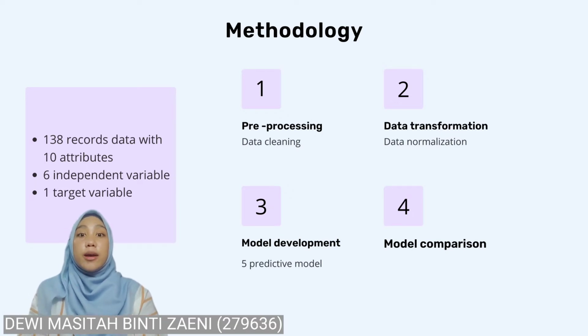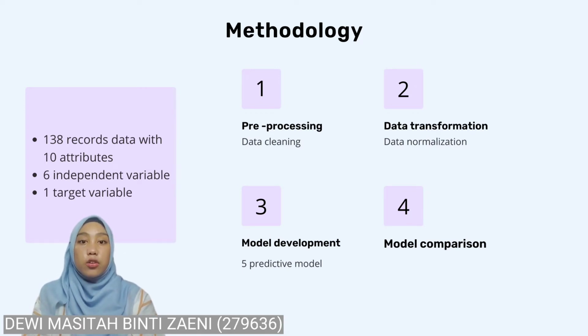For the methodology, let me give a brief about the dataset. The dataset includes 138 records with 10 attributes. In this dataset, there are 6 independent variables and 1 target variable.